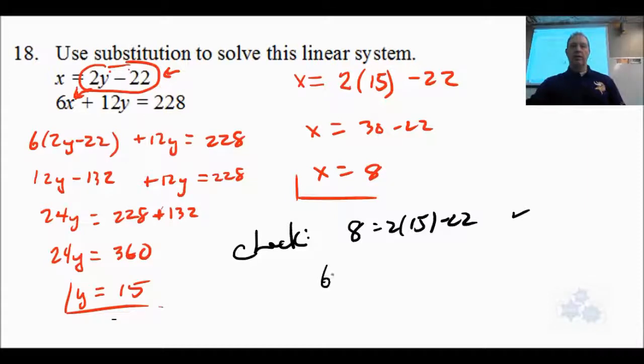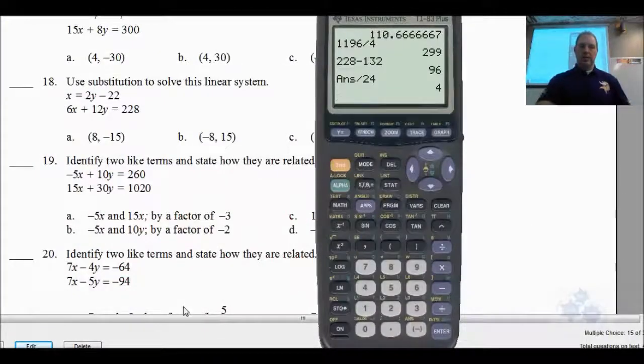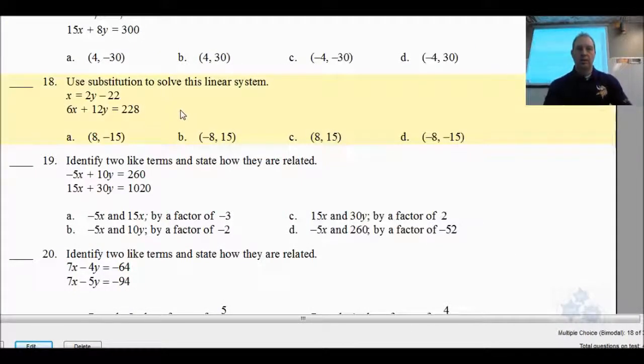And the second one, 6 times 8 plus 12 times 15 should equal 228. So 48, and what's 12 times 15 then? 180. 48 plus 180 is 228, and that is true. Okay, so there are your answers, and that one was a multiple choice, right?